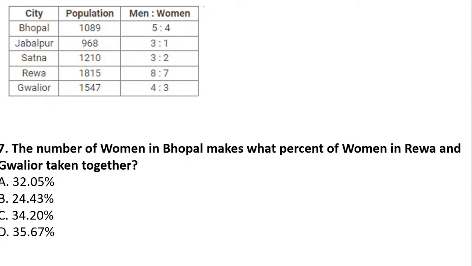Now question number 7 is asking, the number of women in Bhopal makes what percent of women in Riva and Gwalior taken together? So this is a big calculation question, but we need to use a little bit of logic. What logic we have to use? Some students will be like, okay, ma'am has said whenever they ask women, write 4, then write 9 because 5 plus 4 is 9, and then do 1089 into 100. So some students are going to go this way.